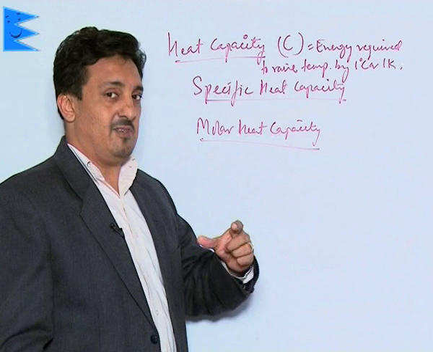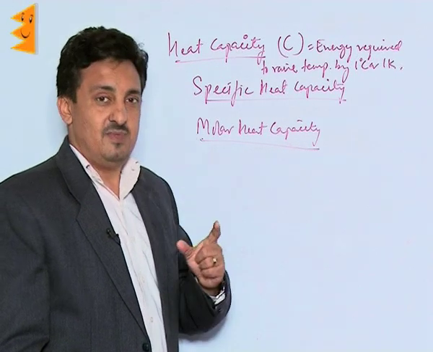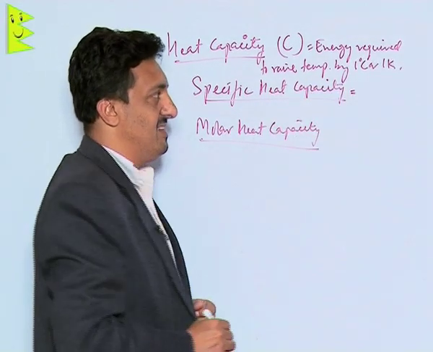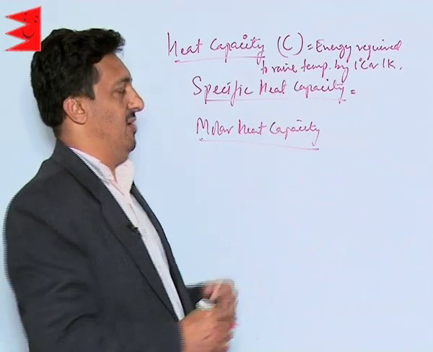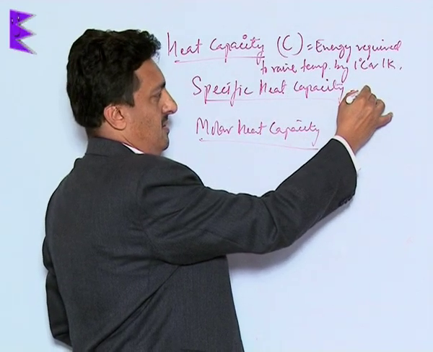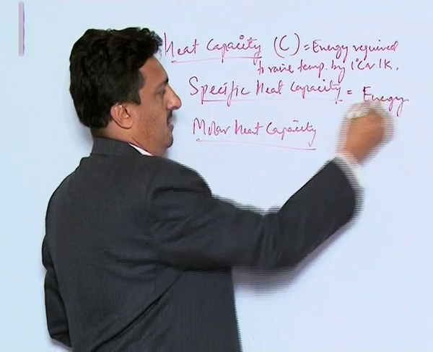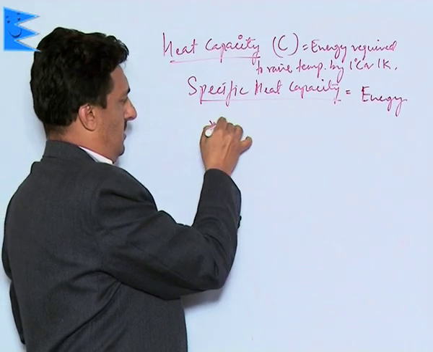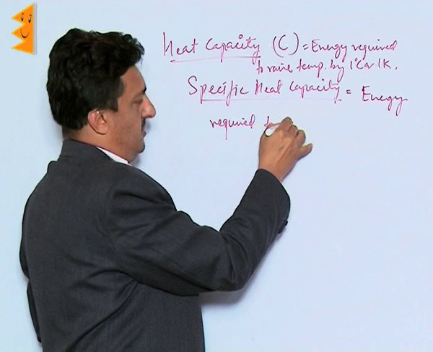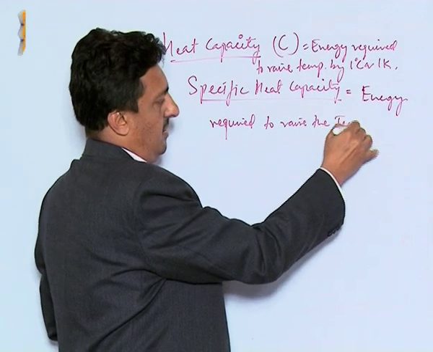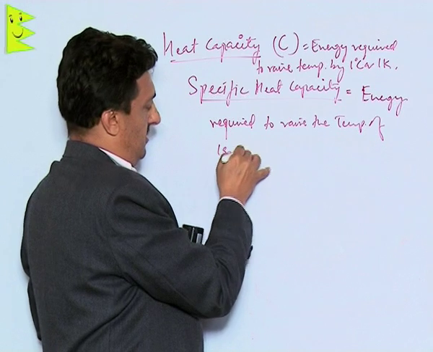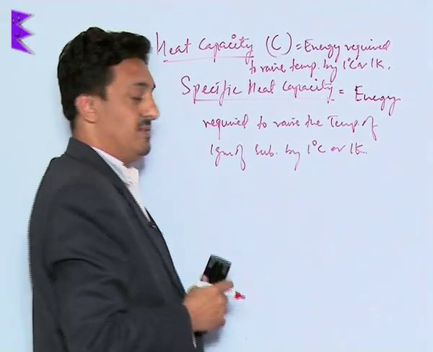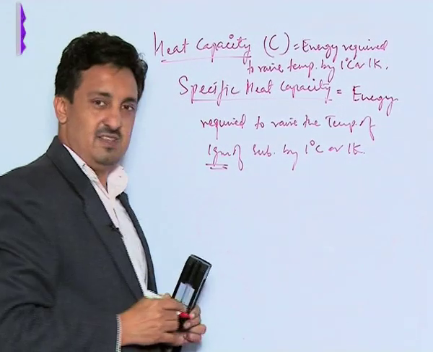When the amount of substance taken is 1 gram, it's called specific heat capacity. Specific heat capacity is the energy required to raise the temperature of 1 gram of substance by 1 degree Celsius or 1 Kelvin. So when it is 1 gram, it's specific heat capacity.